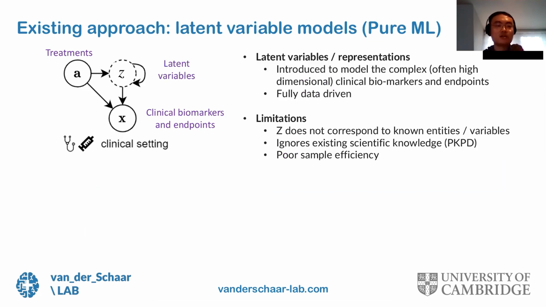The existing approach to model clinical time series and disease progression are often based on the so-called latent variable models, which is a pure machine learning approach. It introduces a set of latent variables, Z illustrated here, to capture the complex dynamics of clinical biomarkers and endpoints. The learned latent variables, however, do not correspond to any known entity or may not have any semantic meaning. Moreover, the method does not take into account any existing scientific knowledge, including the ones that we know for PKPD. As a result, this approach is often not sample efficient, which means it can be difficult to apply to rare or novel disease where the samples are limited.